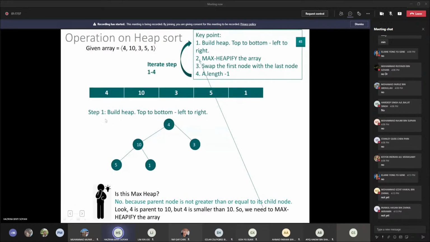Okay. So I have a shorter example here. Today we're going to learn quick sort. Given array 4, 10, 3, 5, 1.